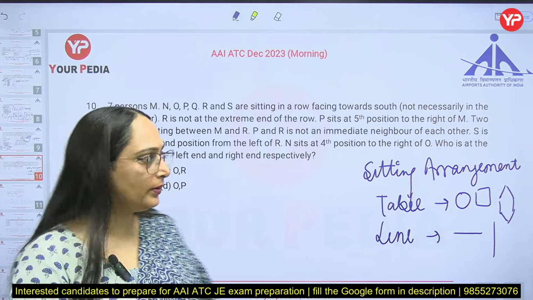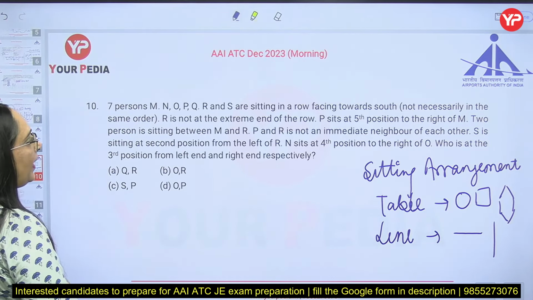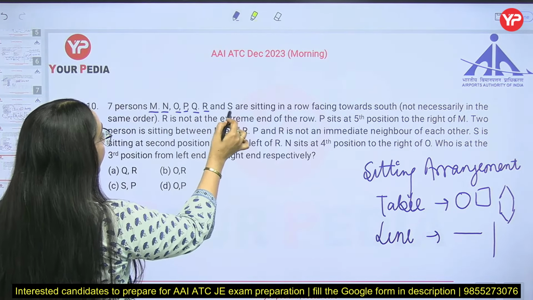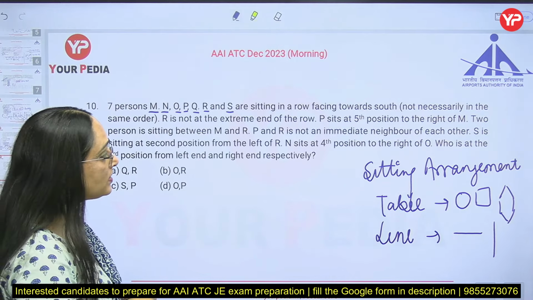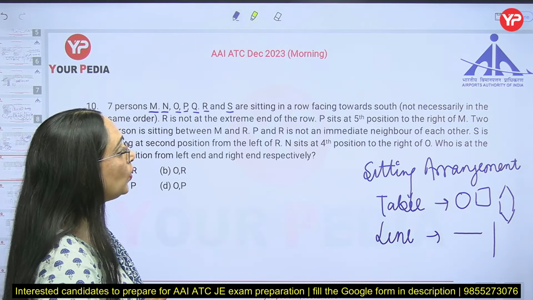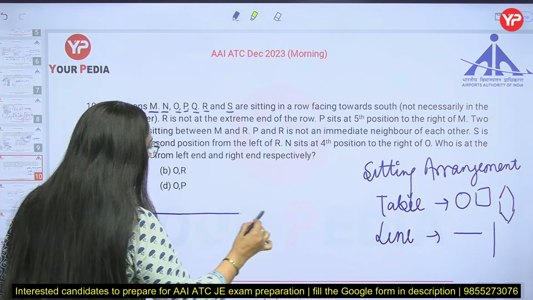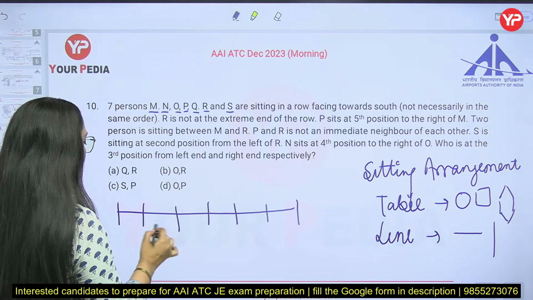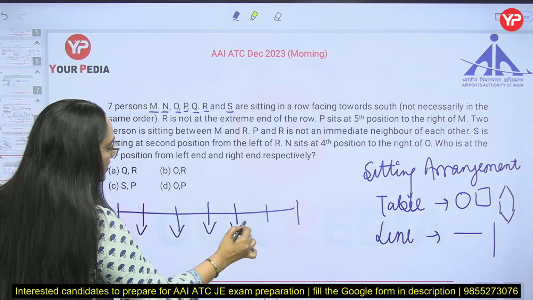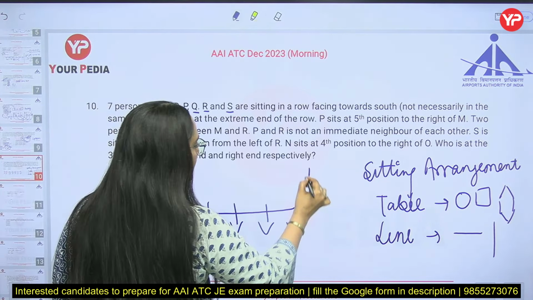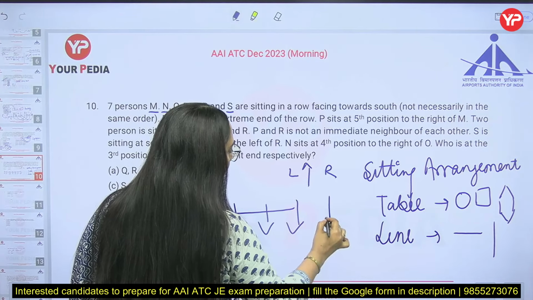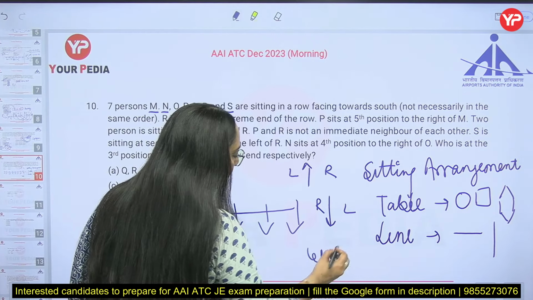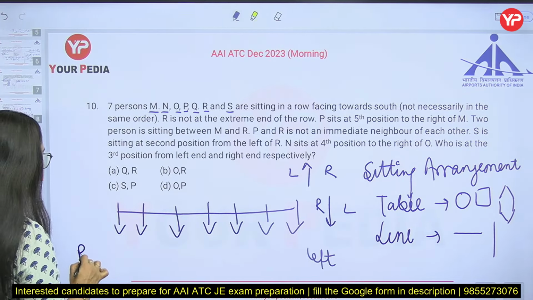Now read the question carefully. M, N, O, P, Q, R and S, 7 persons are sitting in one row and facing towards south. Positions 1, 2, 3, 4, 5, 6 and 7. Now they are facing toward south. If we are facing north, this is right, this is left. But if we are facing south, this side is our left side and this is the right. So here 7 persons are facing towards south, so this is left and this is right.